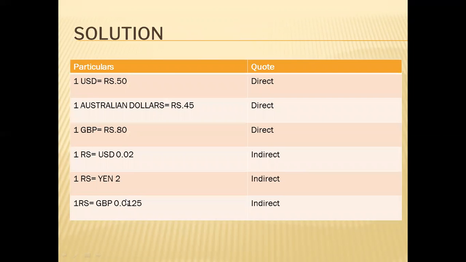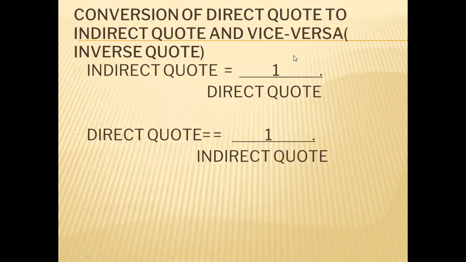See, the solution is also there in this PPT. The first three codes are direct codes and the last three codes are indirect codes with reference to India. Now, one more thing you can do is that if a direct code or an indirect code is given, you can convert it into another code.